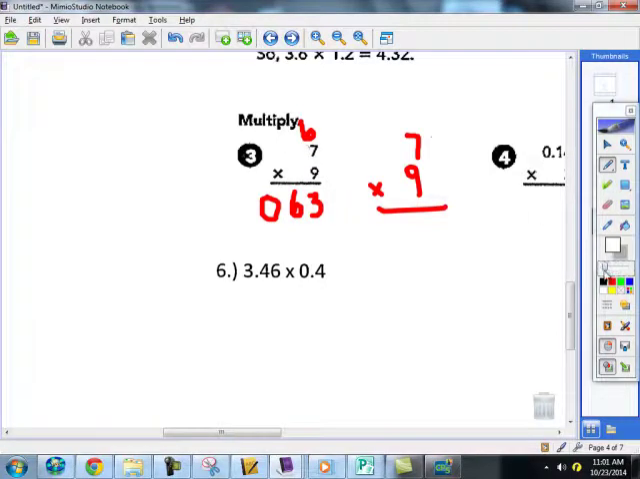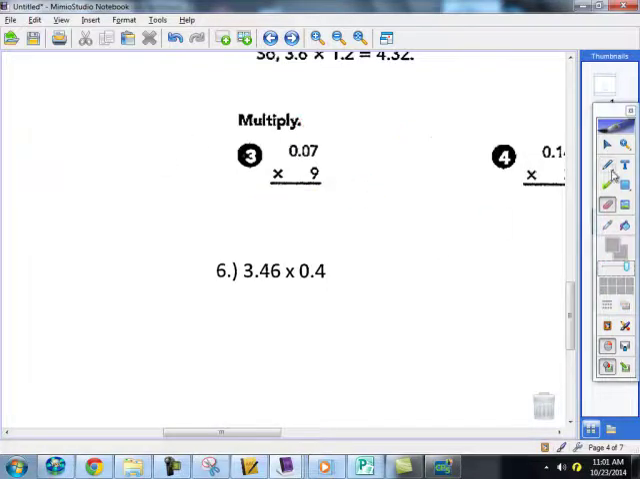Okay. So then you get 63, and then you go back to your problem and you say, well, then how many decimals did I have? Well, I had 1 number to the right of the decimal, and I had a second number. So my decimal is going to go 1, 2 to become 0.63.